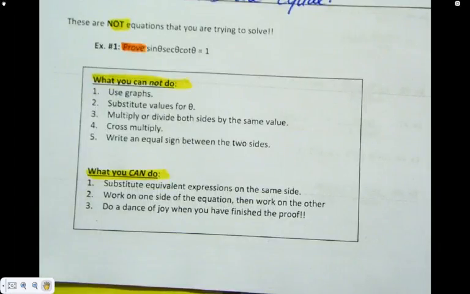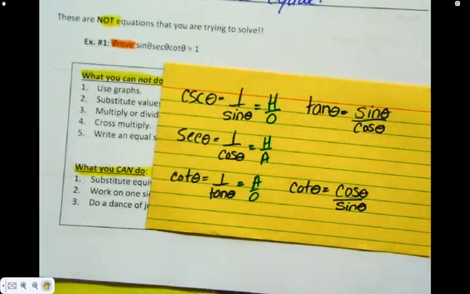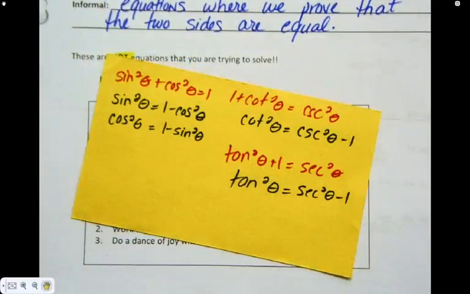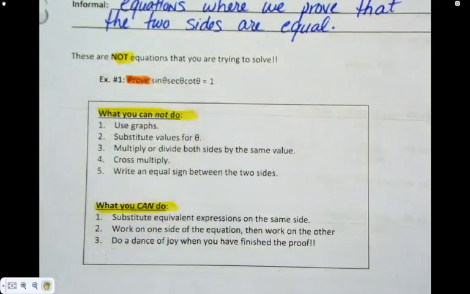These are your choices. You can substitute equivalent expressions on the same side. So for example, if you have cosecant, you can put in 1 over sine. If you have tan, you can put sine over cos. If you've got a sine squared, you could put 1 minus cos squared. That's called substituting equivalent expressions. So you can use anything on the front or back of this card. The second thing is you can work on one side and then you can work on the other, which we'll explain when we do an example.